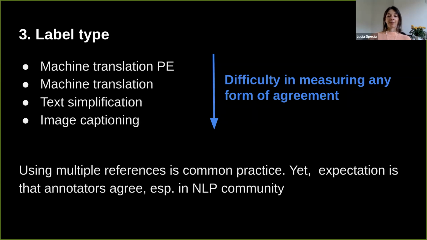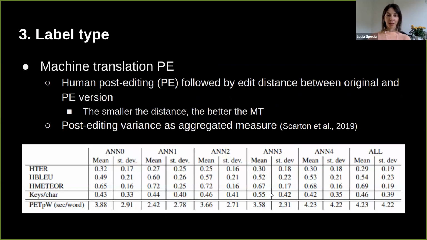Yet the expectation is still that the annotators agree, especially in the NLP community. In the image caption community or in the computer vision community, this expectation is not there. But in NLP, if you collect multiple translations, there's still some expectation that they're not going to be too diverse. Otherwise, our metrics tend to fail, for example, or be inflated or deflated by these references.